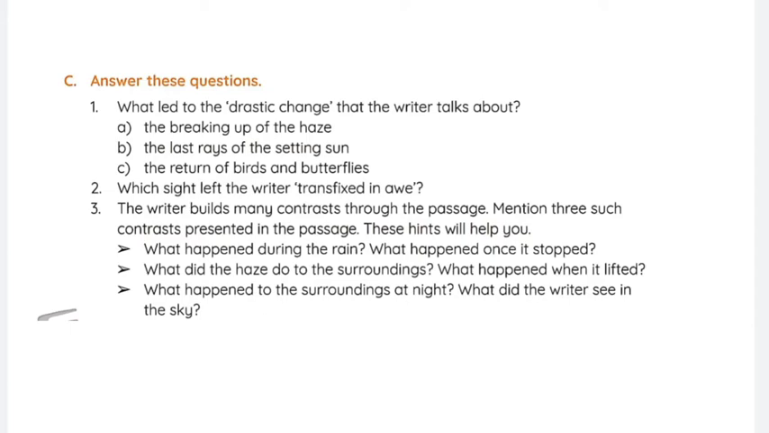Okay, children. And the hints will be: what happened during the rain, what happened once it stopped, what did the haze do to the surroundings, what happened when it lifted, what happened to the surroundings at night, what did the writer see in the sky. So these are the three questions. If you find answers to these particular questions, you would find the contrasts through the passage, isn't it? And what happened during the rain, what happened once it stopped?